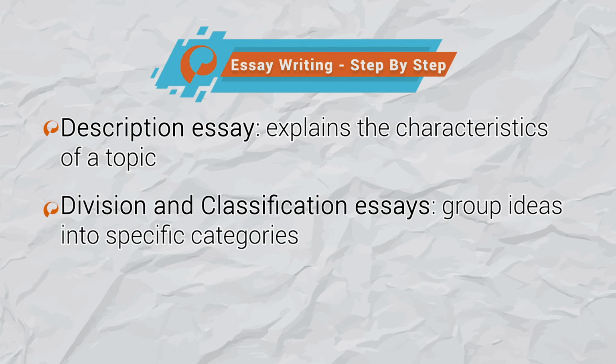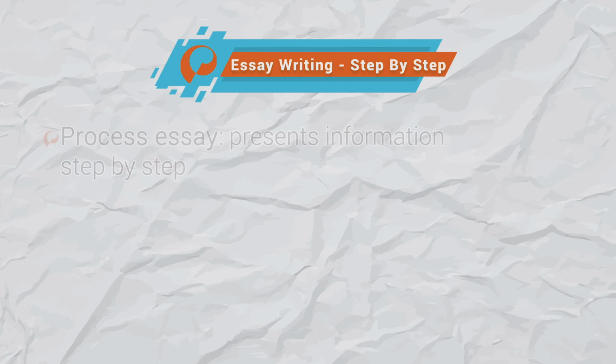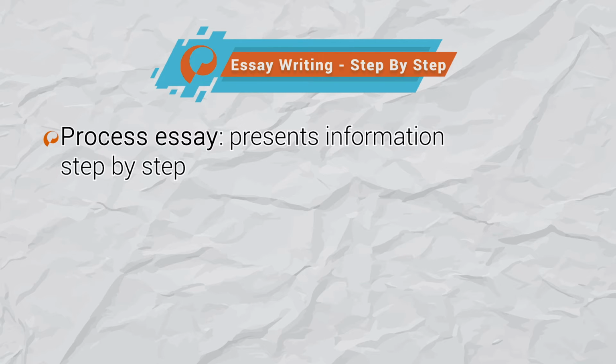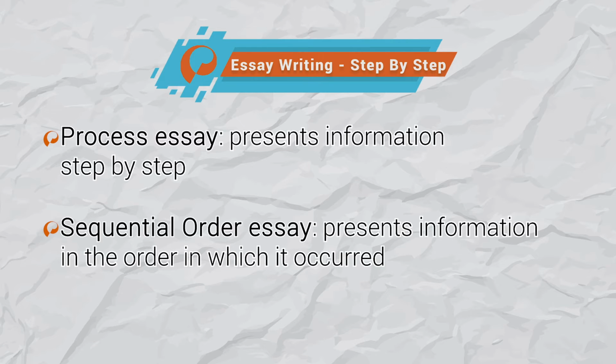Division and classification essays group specific ideas into specific categories. A problem and solution essay presents a problem and explains how to solve that problem. A process essay presents information step by step. A sequential order essay presents information in the order in which it occurred.